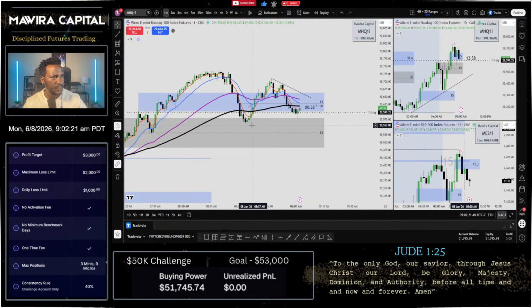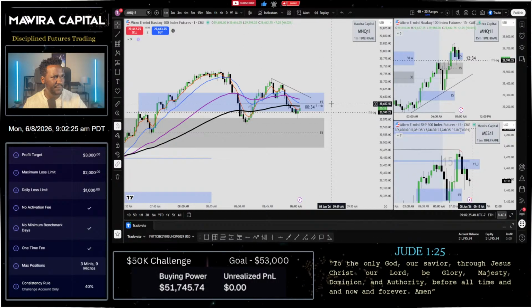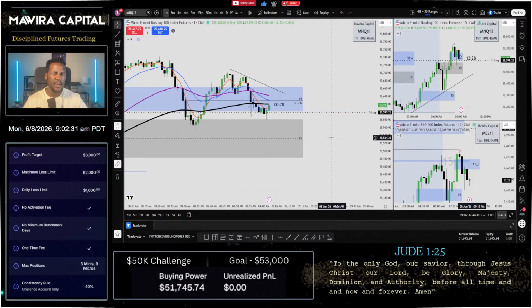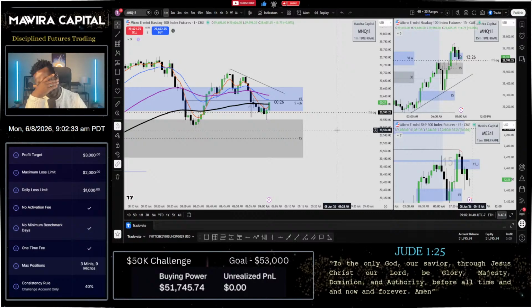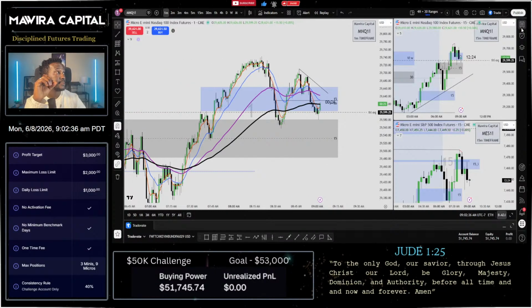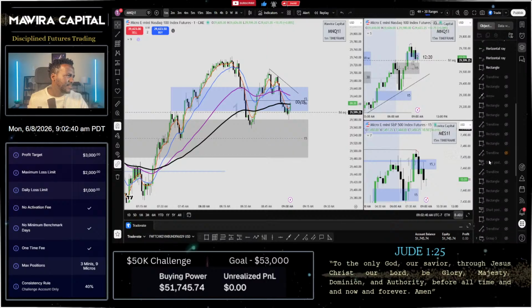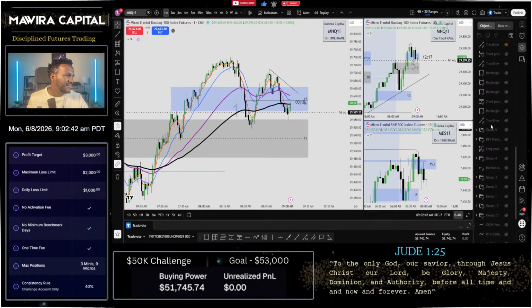For local, stop loss is right here, I believe. This is consolidation vibes to me now. What did I want to look at? Friday's shenanigans. I put everything in.